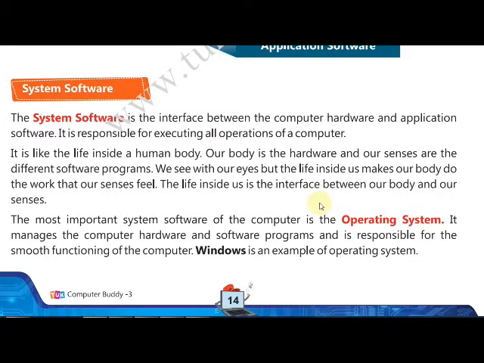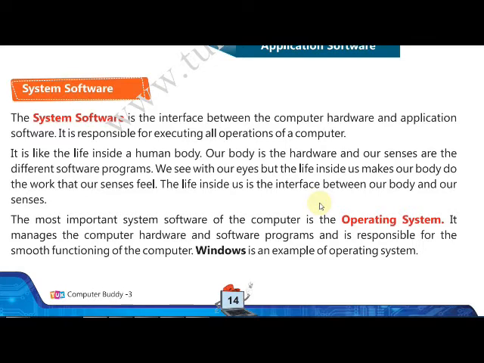Again, it is responsible to execute all necessary operations of a computer. So what necessary operations are executed by the computer? It is allowed to store and retrieve data, then calculate, and monitor the entire water system, and alert the user whenever the system is at risk. That is the main responsibility of the system software; all these operations are performed by the system software.